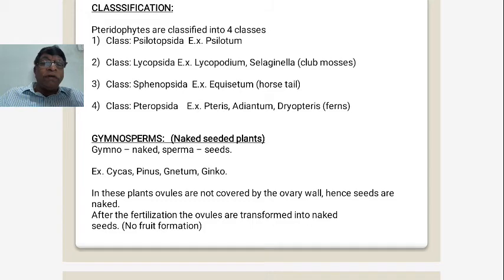Say, Cycas is one such plant. Another plant, Pinus. One more plant, Gnetum. Here, G is silent. Gnetum. And Ginkgo. These are some examples of living gymnosperms. Cycas, Pinus, Gnetum, and Ginkgo.